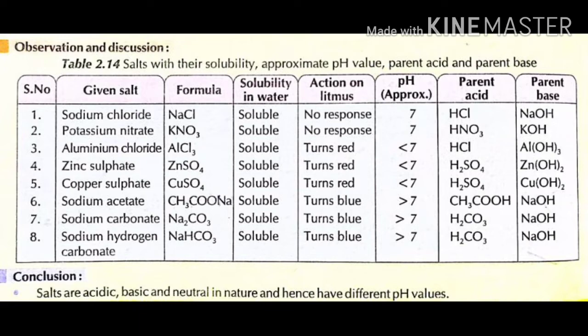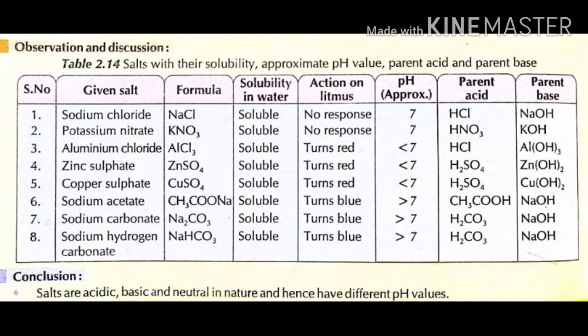Table 2.14. Salts with their solubility, approximate pH value, parent acid and parent base. Serial number, given salt, formula, solubility in water, action on litmus, approximate pH, parent acid and parent base. First one, sodium chloride, formula NaCl. It is soluble in water. Since it is a neutral salt, no response towards blue and red litmus paper, so the pH is 7. Parent acid is HCl and parent base is NaOH.